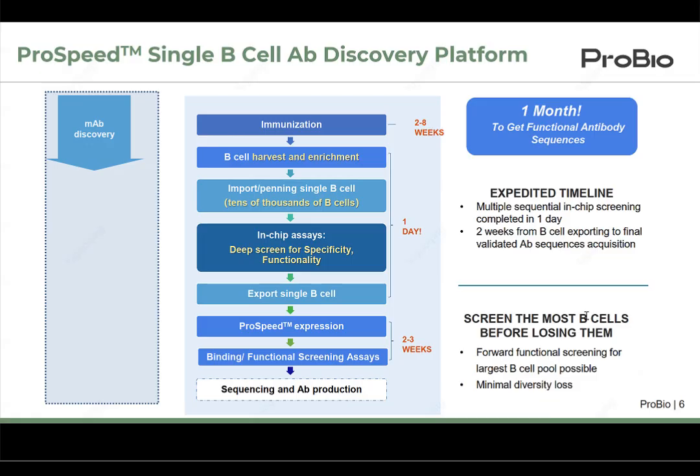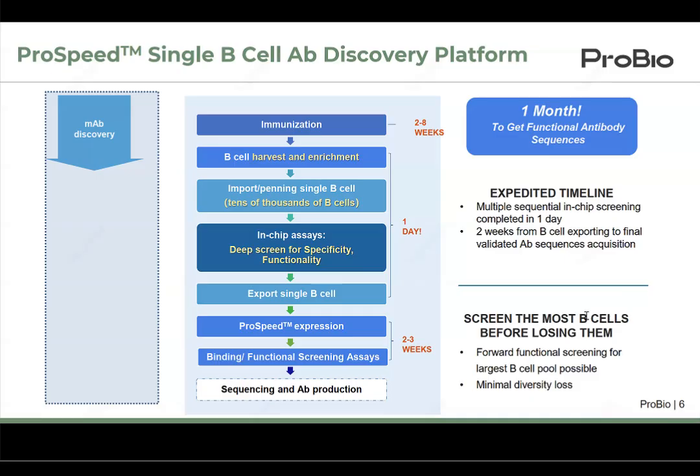We utilize the Beacon, previously known as Berkeley Lights. Now it's acquired by Bruker. In this platform, basically we can facilitate the B-cell screening within 1 day on a microchip in a high throughput fashion. This screening typically includes protein binding, cell binding, and blocking functional assays.